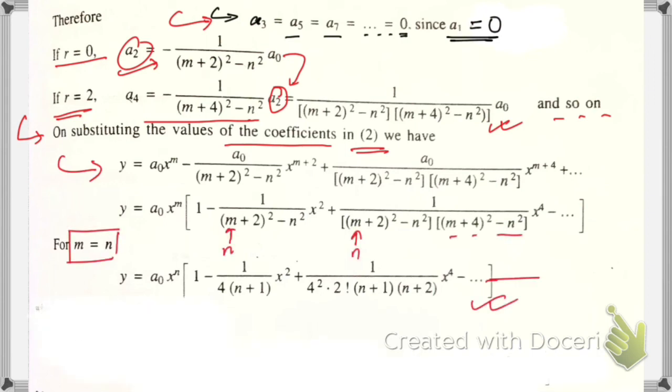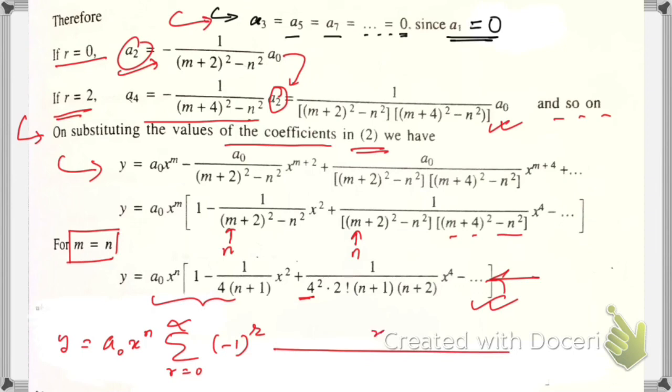So this is the solution of Bessel's differential equation, which can also be expressed as y equal to a0 x to the power n, summation from r equal to 0 to infinity of minus 1 to the power r, x to the power twice r, divided by 2 to the power twice r into r factorial into (n plus 1) into (n plus 2) and so on up to (n plus r). So this is the required solution. Hope you have understood this.